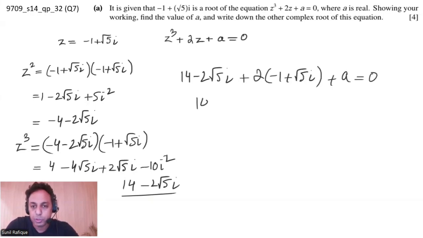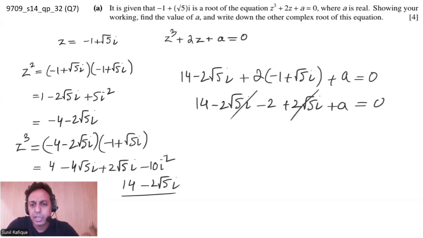Let's see, what do we get? 14 minus 2 root 5 iota minus 2 plus 2 root 5 iota plus a equals to 0. So you see the imaginary components, they just cancel each other out. So 12 plus a equals to 0. So a is going to be negative 12.